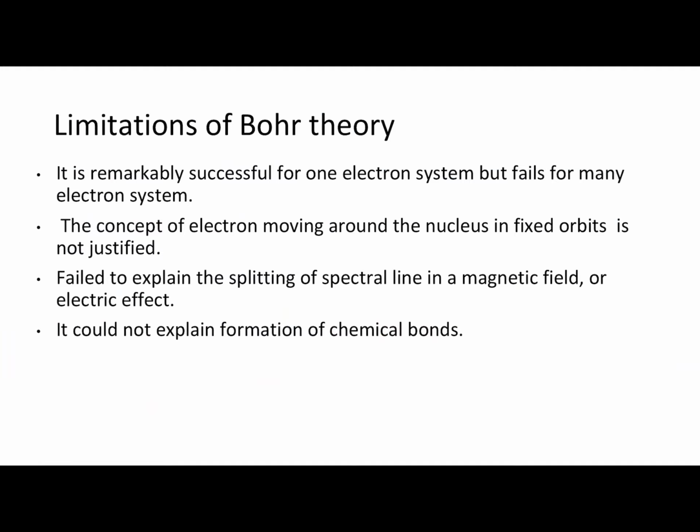But it also lacked the following things. It is remarkably successful for one electron systems but fails for many electron systems. It failed to explain the splitting of a spectral line in a magnetic field or electric field. It could not explain the formation of chemical bonds. And the concept of an electron moving around the nucleus in a fixed orbit is not justified by Bohr's theory.